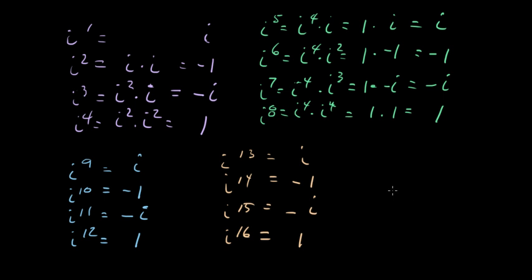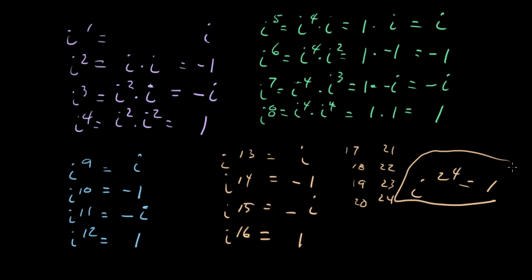So anytime, let's say you want to know what i to the 24th would be. Well, 13, 14, 15, 16, 17, 18th, 19th, 20th, 21, 22, 23, 24 would be this one right here. So i to the 24th would equal 1. What we're really interested in here is using this in our multiplication and division and squaring and things like that.